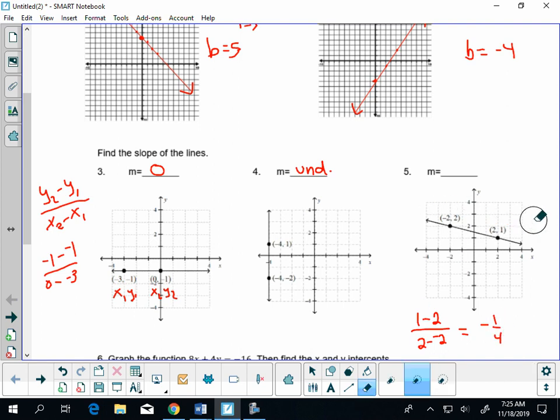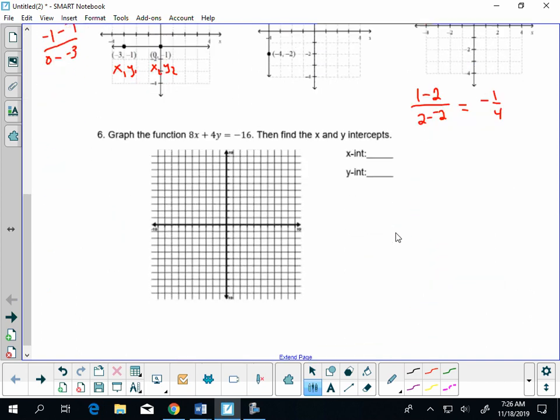I could have also done this with a rise over run. I'm rising 1, and then I'm going to my left 4. It doesn't really matter where that negative sign goes. I usually just put it right out in front. But it can go with the 1, it can go with the 4, or it can go out in front.